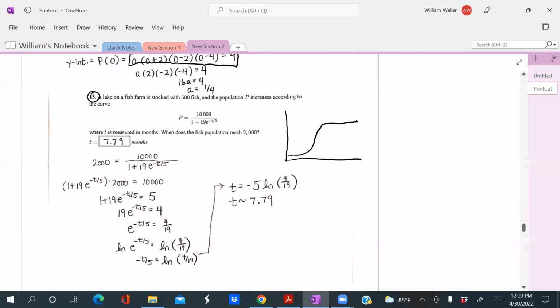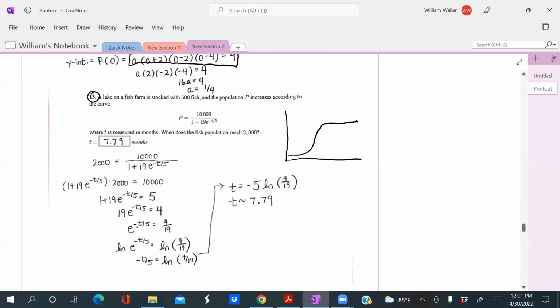So what do I want to do? We had an example like this one earlier. You want to isolate the exponential function on one side of the equation by itself. I just want e to a power on one side by itself. So I subtracted 1 from both sides to get rid of the 1 on the left-hand side. That left me with 19e to the minus t over 5 equals 4, and then I divided both sides by 19. So you get e to the minus t over 5 equals 4 over 19.